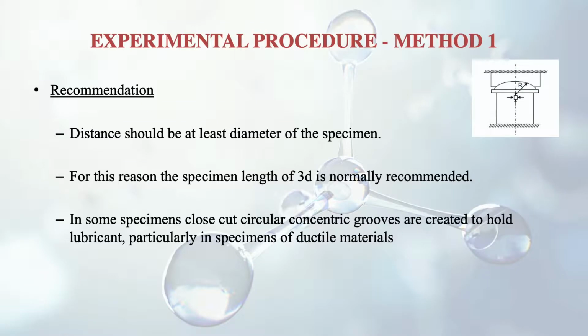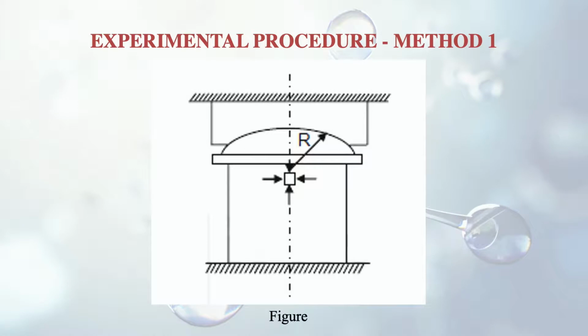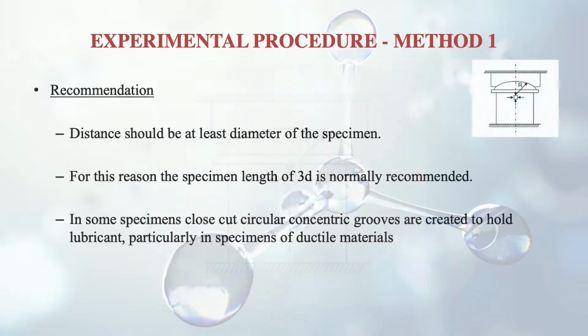So that's why the length to diameter ratio is very important. So what is the recommendation then for that? The length should be at least the diameter of the specimen. So this length should be at least equal to the diameter. Minimum, this is the minimum. For this reason, a specimen length of 3D is normally recommended. So generally what we do is take the length to be 3 times the diameter.